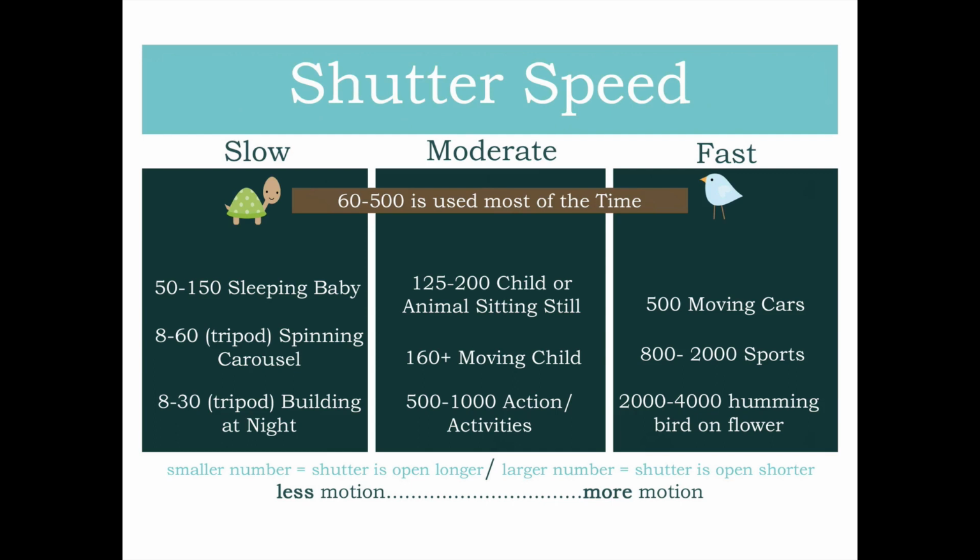on a flower. So just remember that the smaller the number on your shutter speed, you're going to introduce more motion blur into your photograph. The higher the number, you're going to freeze more action and have less motion blur.